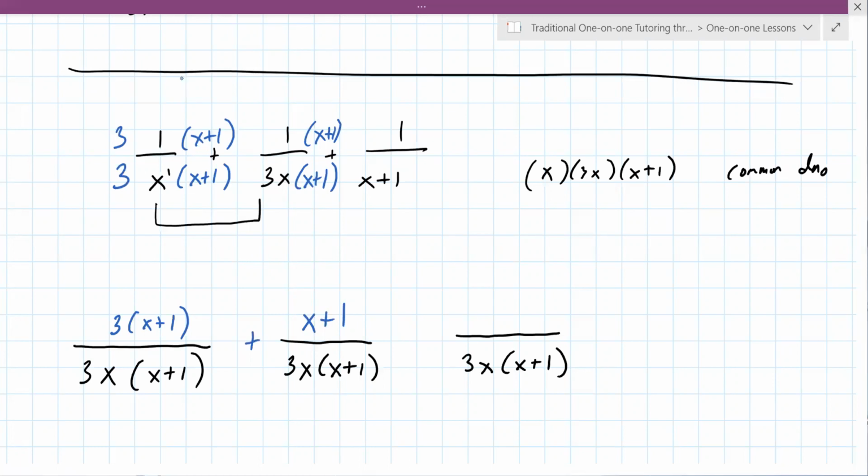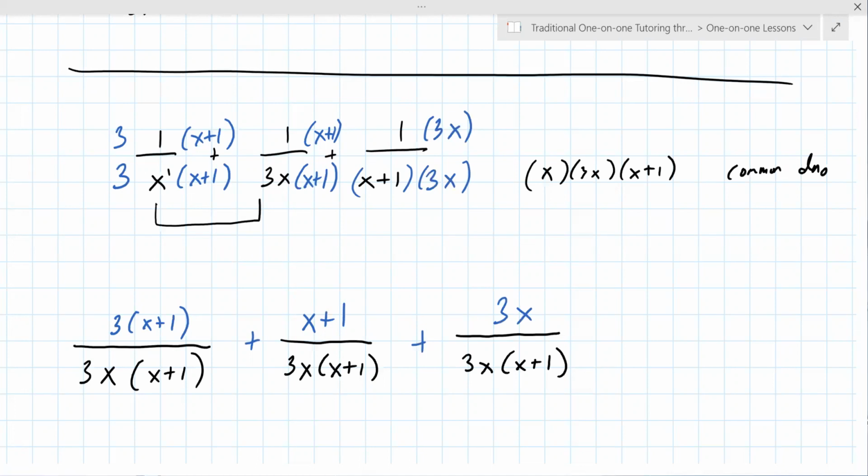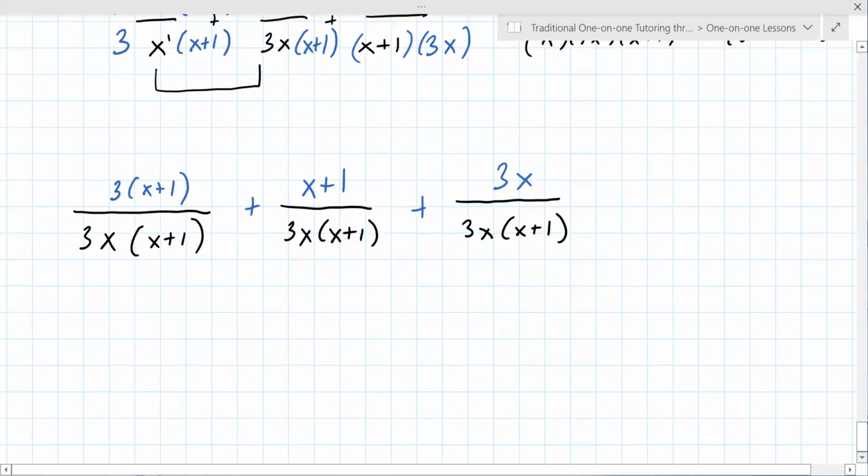What is the last one missing here? What is the x plus 1 on the bottom missing? 3. 3x. It's got to be exactly the same. So 3x in the top and bottom becomes 3x. Yeah, these are a lot of writing, definitely a lot of writing on this. So keep that in mind here.